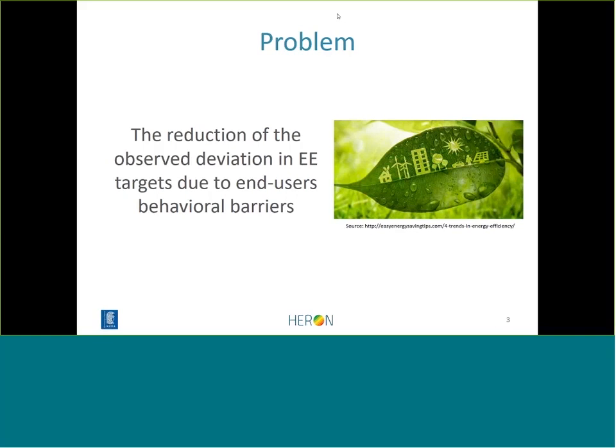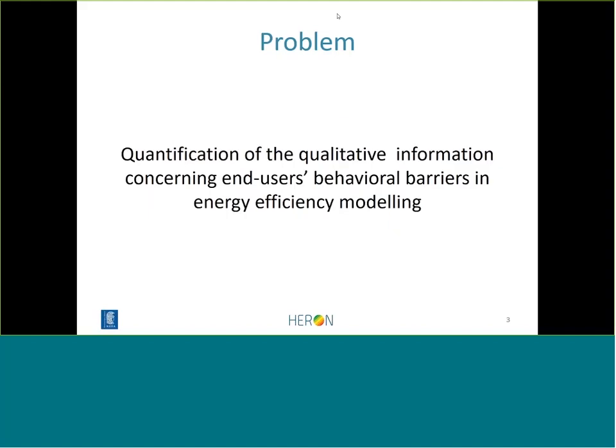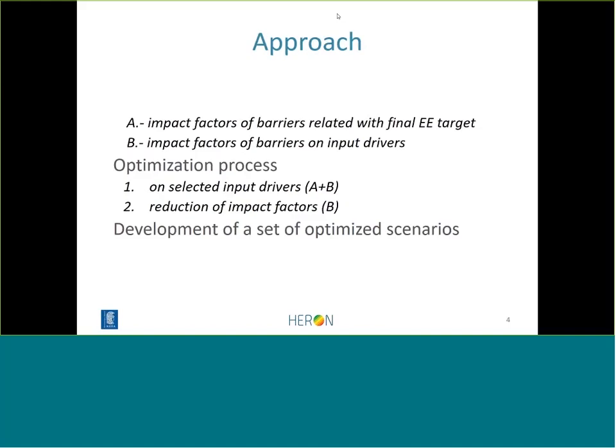There was also an additional problem about how to improve the energy models of that time and how to incorporate real characteristics into them, such as the human behavior. The concept, in order to solve this problem, was to quantify the available qualitative information that concerned the end user's behavioral barriers and to make it part of the energy efficiency modeling.